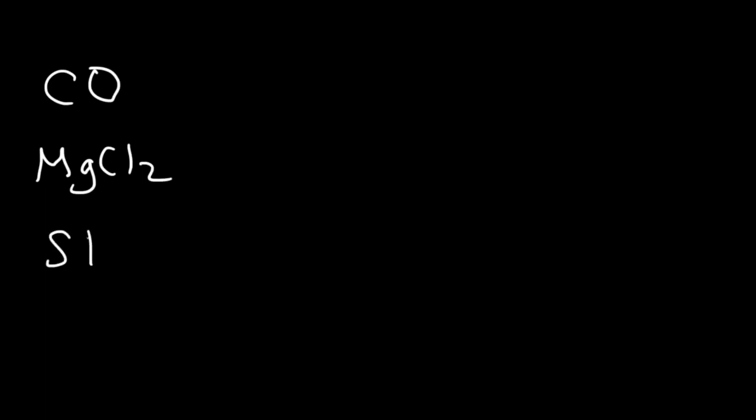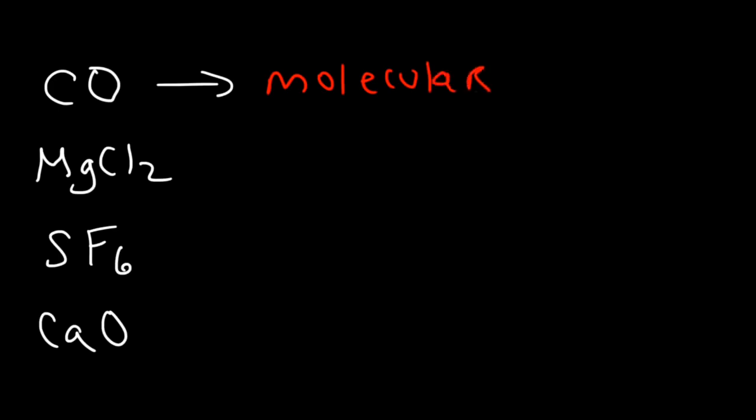So let me give you some more examples. Carbon monoxide, magnesium chloride, sulfur hexafluoride, and let's use calcium oxide. So carbon monoxide, is it a molecular compound or is it ionic? This compound is molecular or covalent because carbon and oxygen are both nonmetals. Magnesium chloride is ionic because magnesium is a metal, chlorine is a nonmetal.